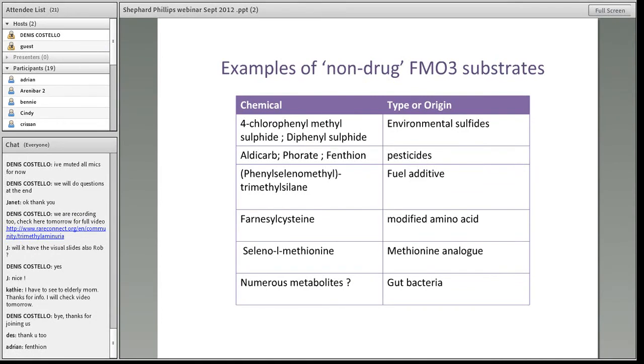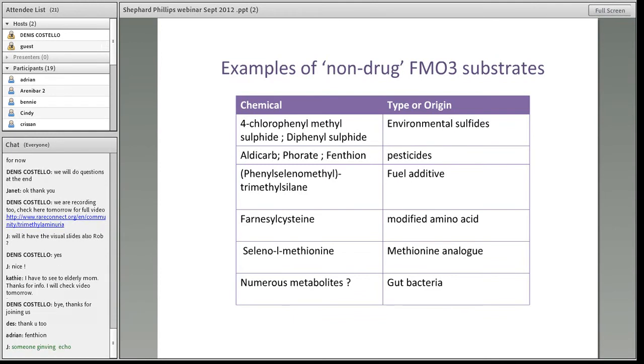Okay. Well, I'll go to the bottom of the table. As I said, we have the gut bacteria. They produce numerous metabolites. We have no idea how many of these will turn out to be substrates for FMO3. I know that some of you think that there are other substrates that are causing the odor, and maybe an impaired FMO3 will be found to contribute to this. This will take some time for us to work out.